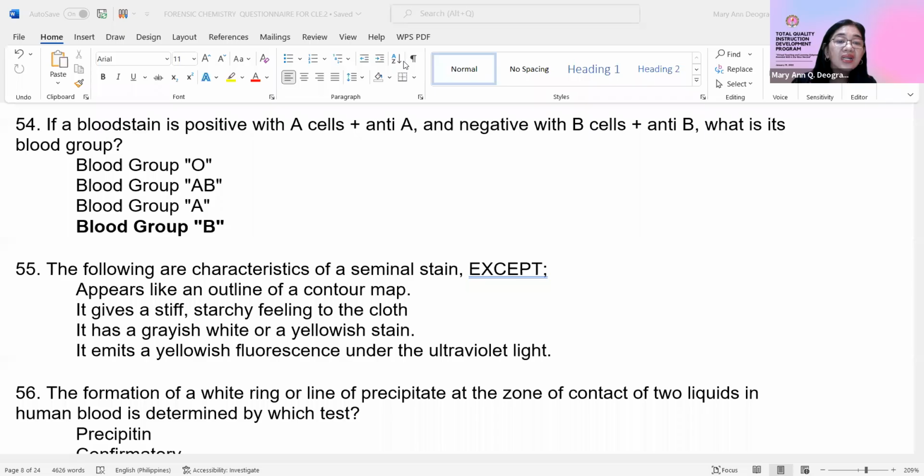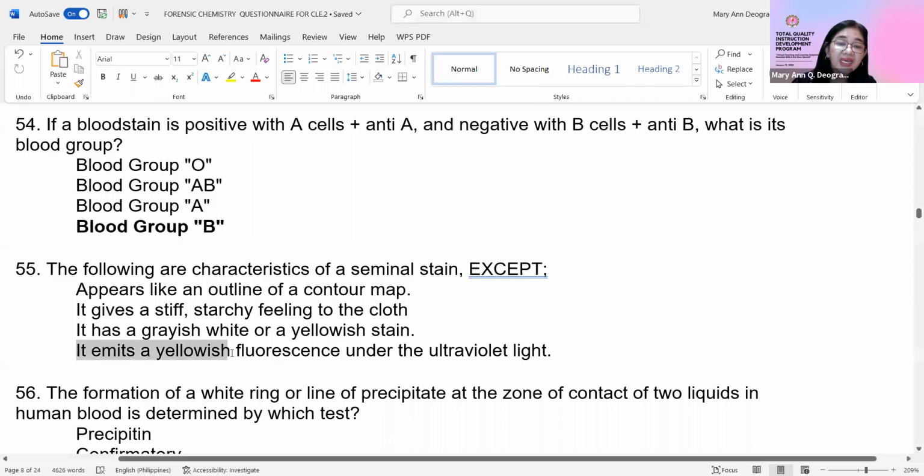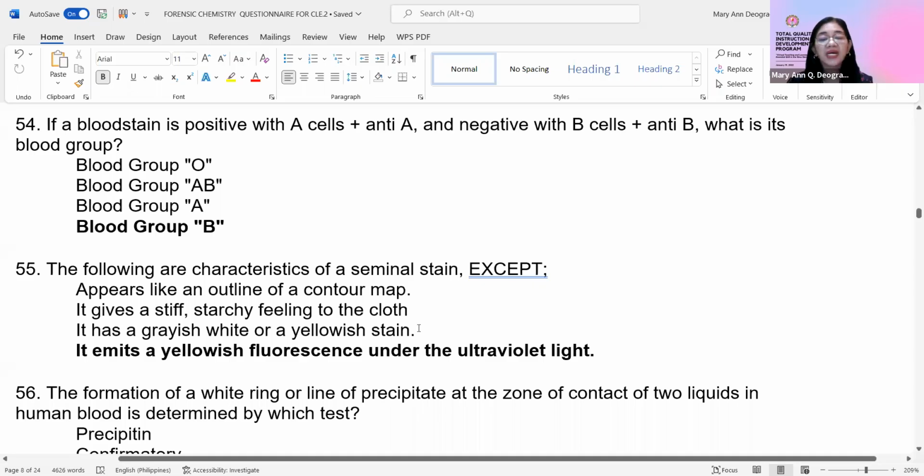It's letter D. Okay? Bakit letter D? Bluish kasi ang seminal stain under the UV light. So, yellow ang nakalagay dyan. It's bluish. So, this is incorrect. It appears like a contour map. Di ba pagka natuyo ang semen sa cloth, parang map yan. Tama lahat to eh. These are the characteristics of a seminal stain, except for letter D.